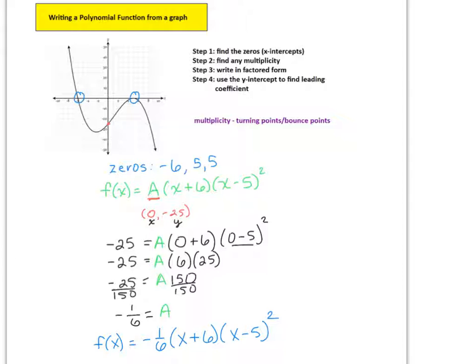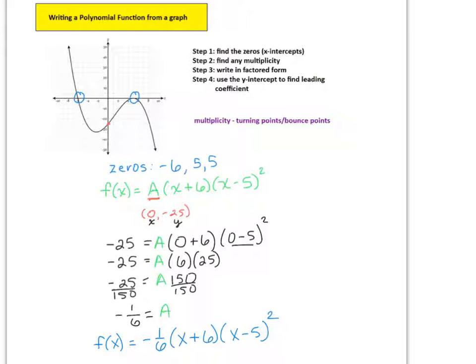So we know the end behavior, being an odd degree, the ends are going to be going in opposite directions. And the fact that this is a negative coefficient, we do know that the left end behavior will be going to positive infinity and the other to negative infinity.